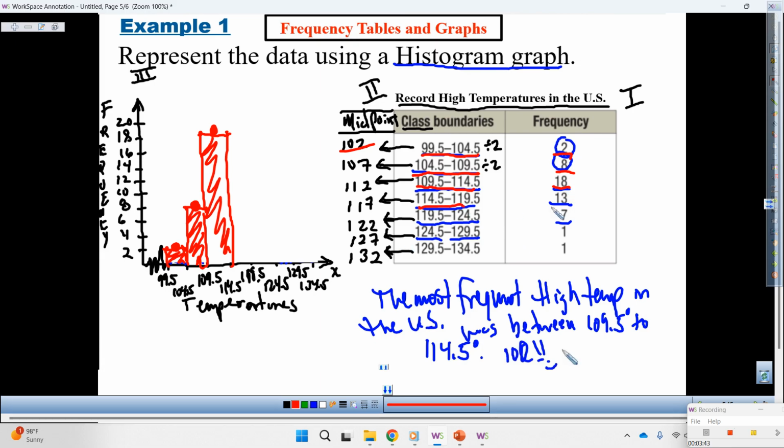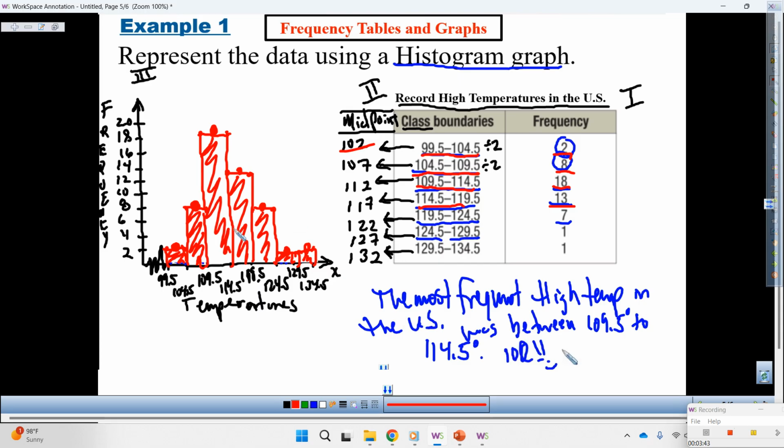Let me do one more just so that we can compare the data. 114 to 13, 119 to 13, midpoint, 7, one, and one.